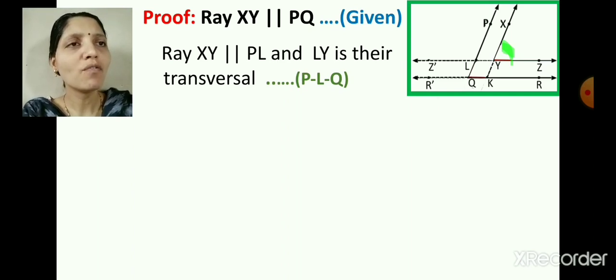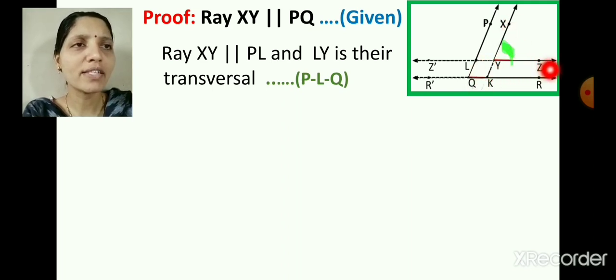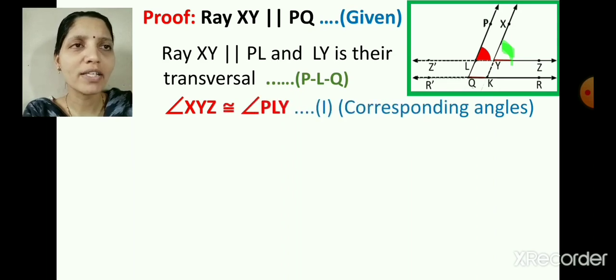Now, if you consider these two are parallel lines and this line LY is their transversal, then what can you find here? Angle XYZ and angle PLY. These two are a pair of corresponding angles. So let's write down: angle XYZ is congruent to angle PLY. Write this as equation 1 and the reason you will write as corresponding angles.